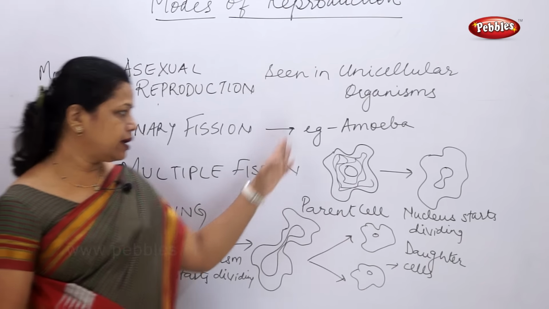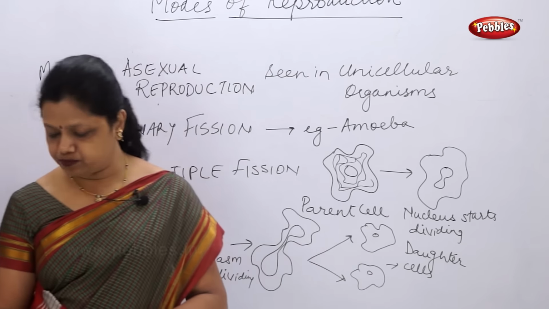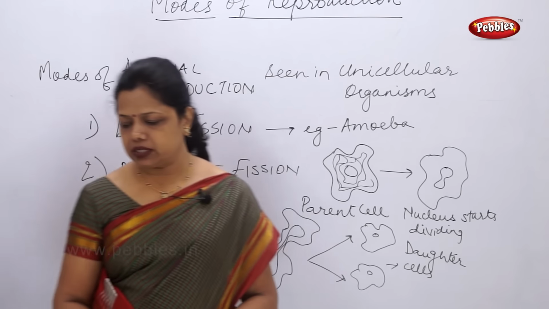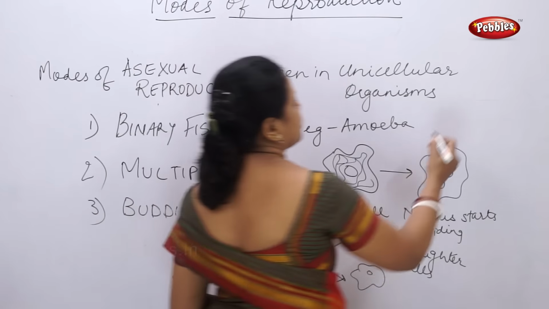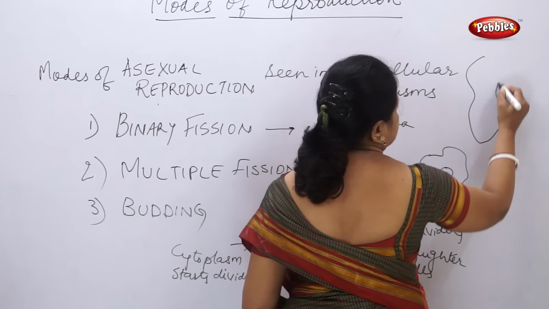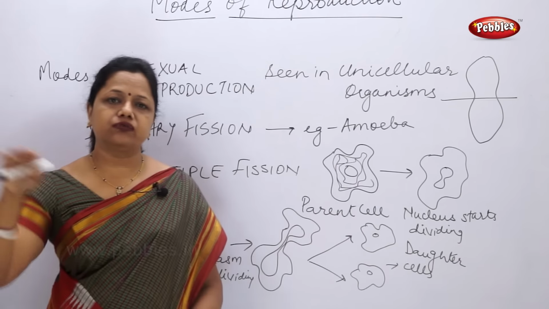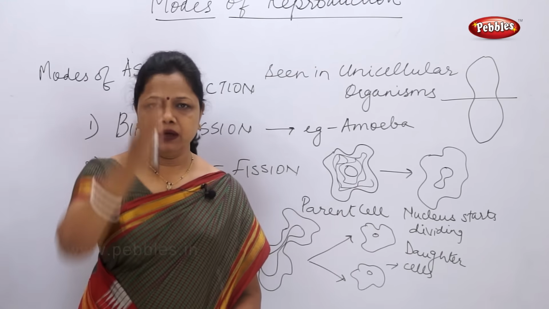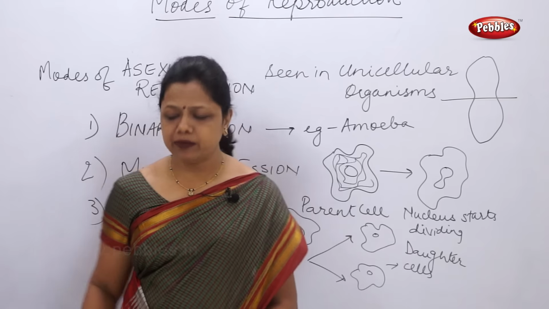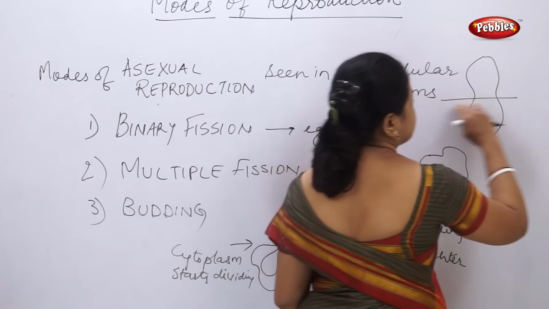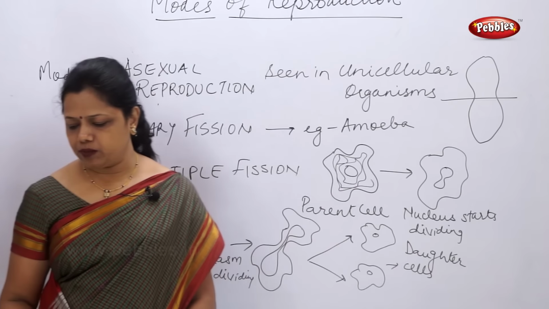Now in amoeba it can happen in any plane, but binary fission in paramecium is transverse. Paramecium is a slipper-shaped organism. This is the structure of paramecium, and it divides through the transverse plane. This is a transverse plane, and this is the longitudinal plane. When binary fission takes place in paramecium, it cuts through the center part. That means the binary fission takes place in the transverse plane.